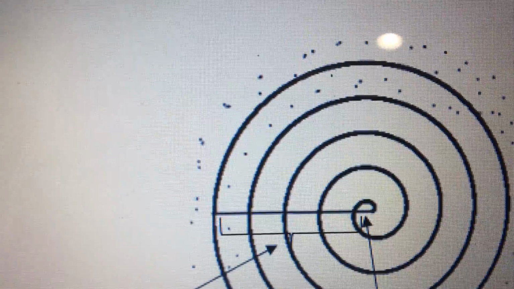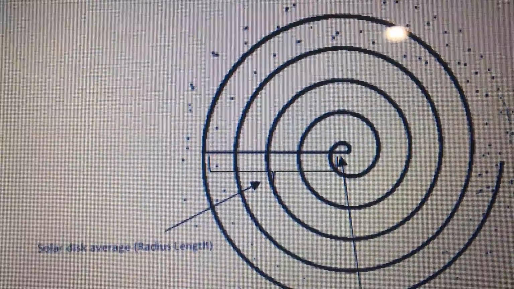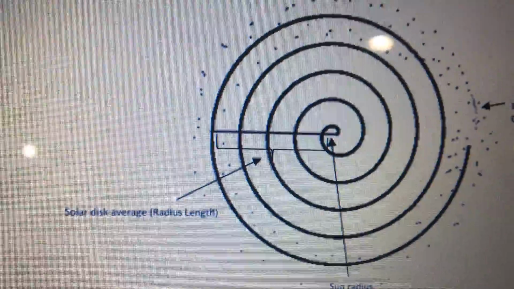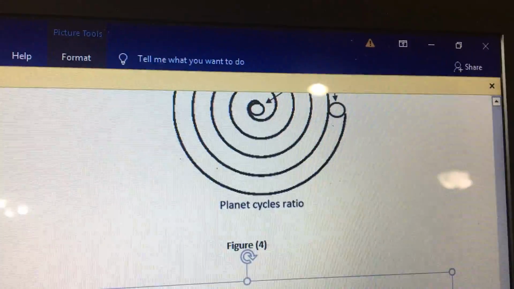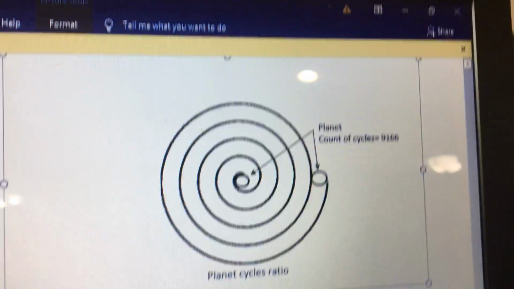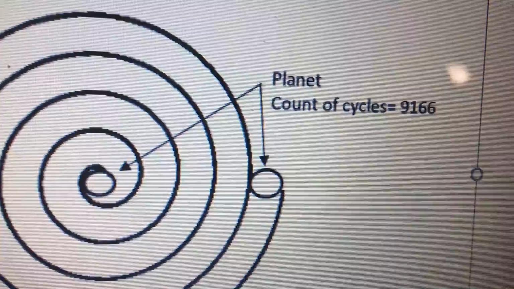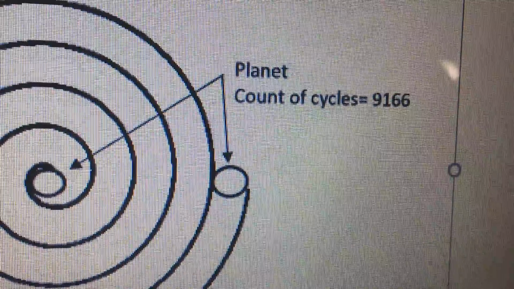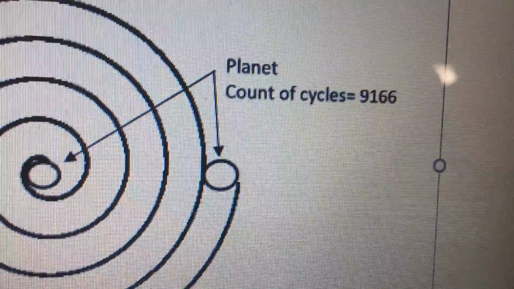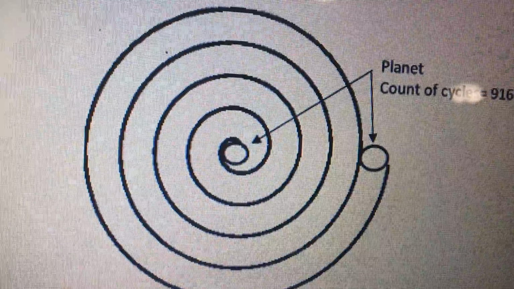Right here, this is the dust. Right here, the small particles and the gas. I try to go inside the center, and after that, I go to another drawing. Right here, this is the drawing. In this drawing, right here the sun formed, and right here is called the planet. The count of cycles is 9166, and I need to explain where the 9166 comes from and how this happens.